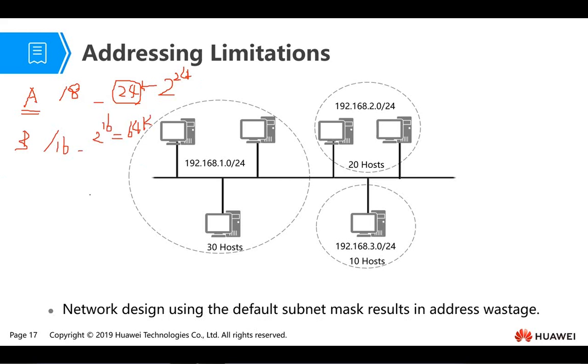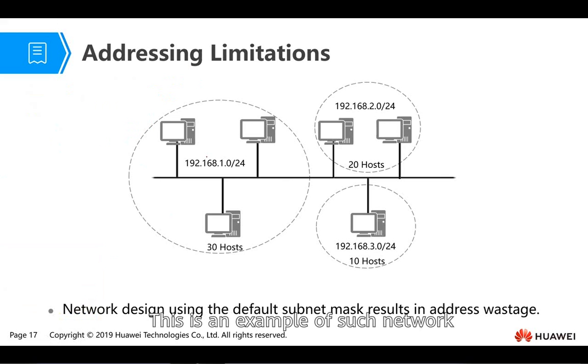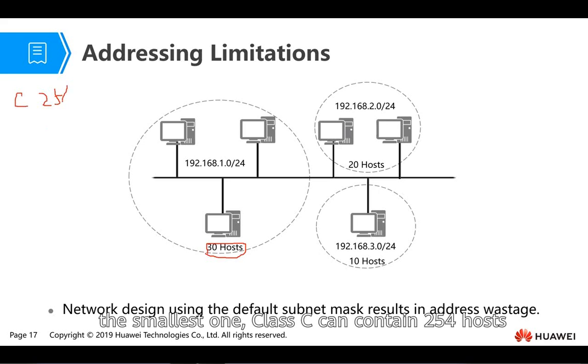So this is an example. In such a network, one network contains 30 hosts. Of course, the smallest one, class C, can contain 254 hosts. That's still too many IP addresses. If we use class C, then about 200 IP addresses are wasted, not used.